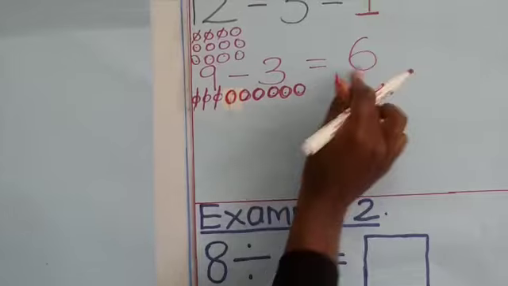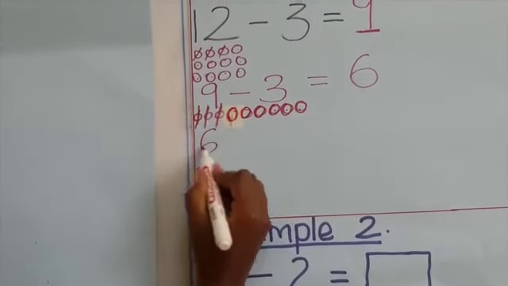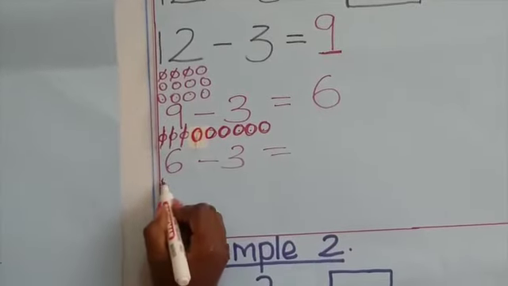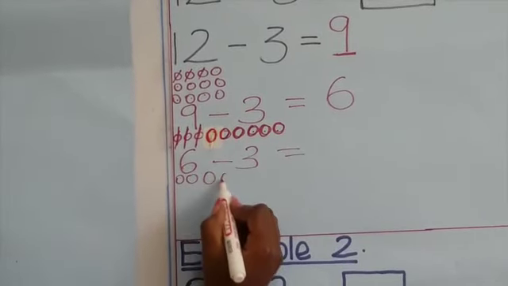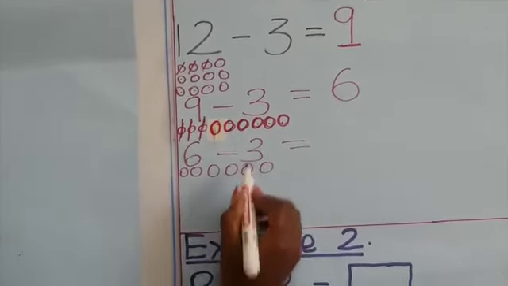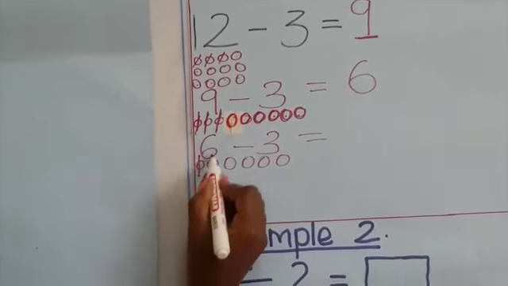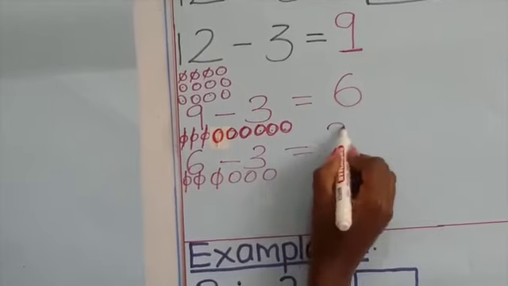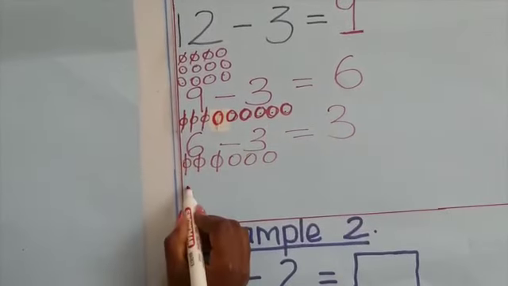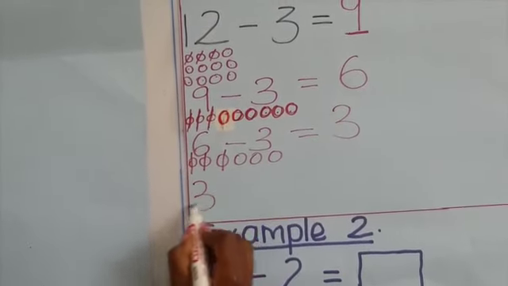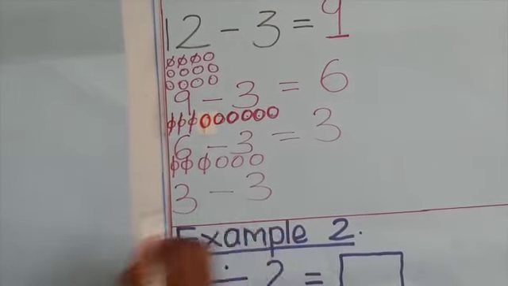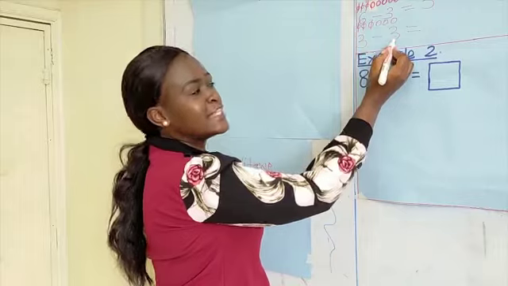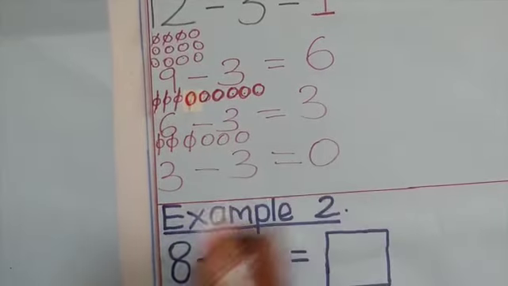Then you take 6. 6 take away 3 equals 1, 2, 3, 4, 5, 6. You take away 3. 1, 2, 3. So your answer here is 3. So you come here and take 3, take away 3 equals, so 3 take away 3 is 0. So you come and write 0.